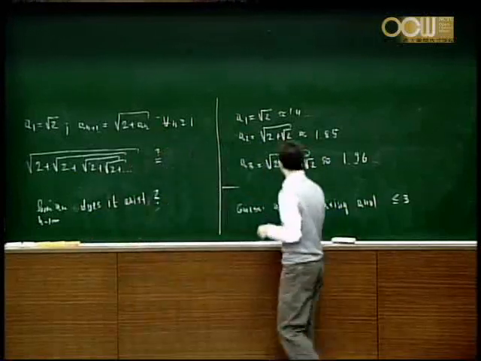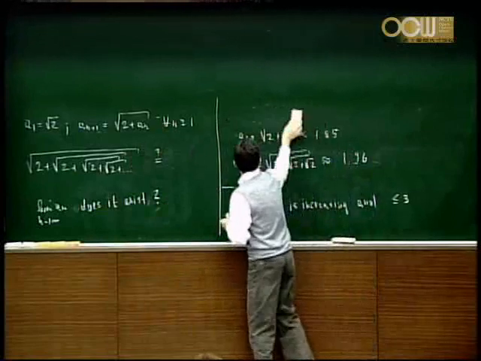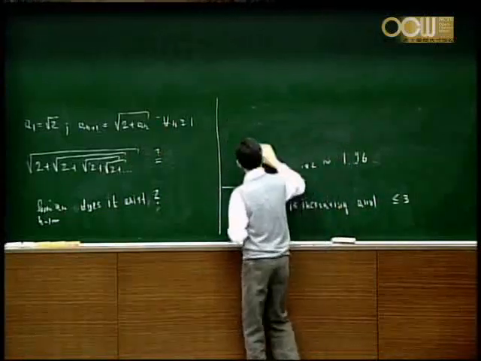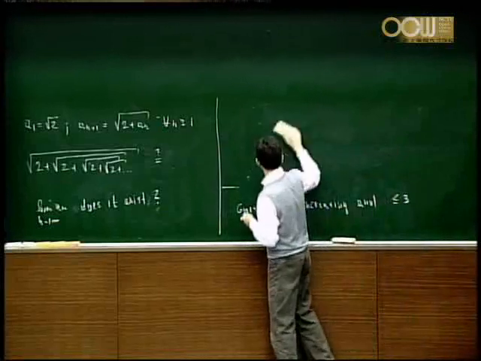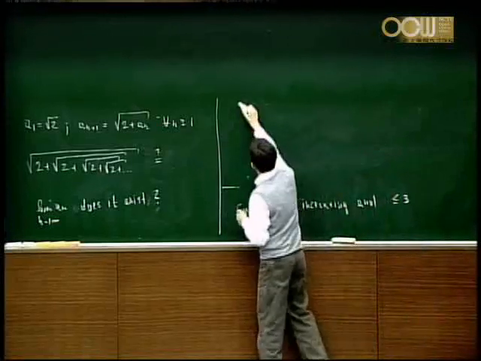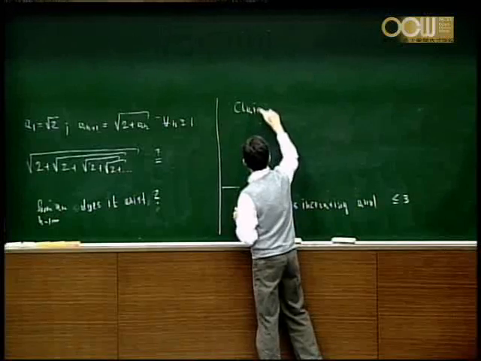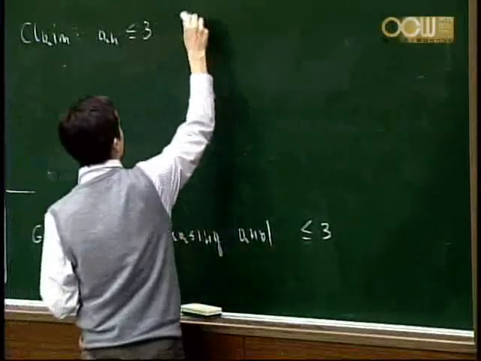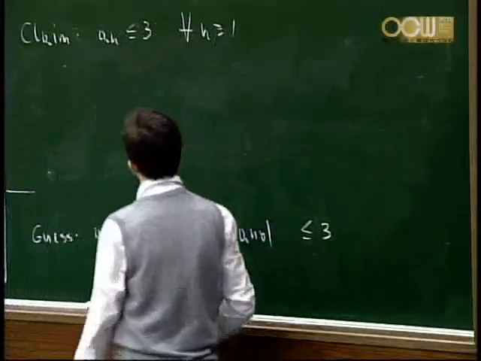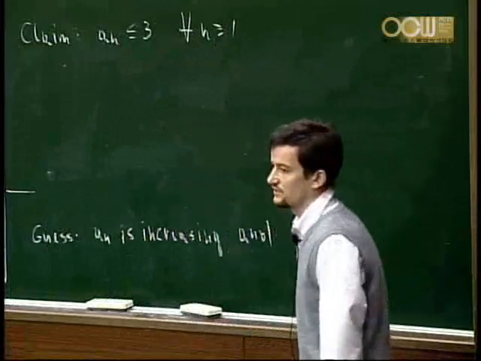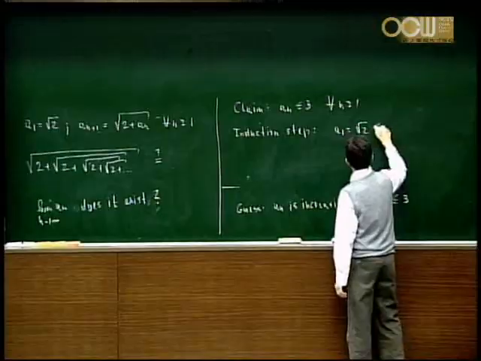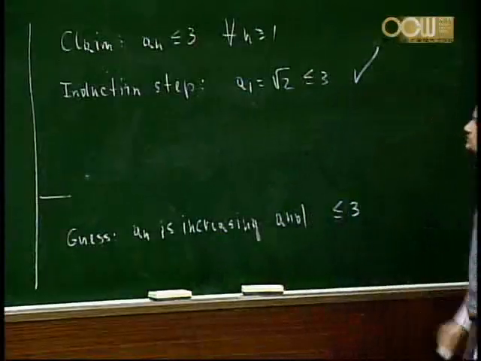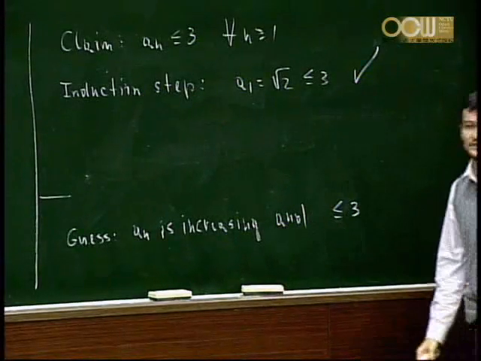Now let's prove this guess here. Let's first prove this one here, smaller equal than 3. So what I claim is smaller equal than 3 for all n. Now we prove this by induction, okay? We see that a1, which is the square root of 2, is smaller equal than 3. Okay, that's okay.